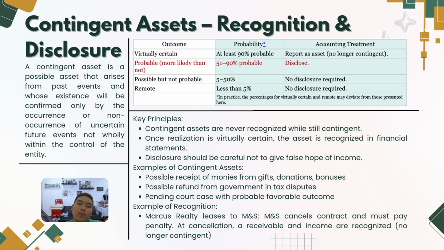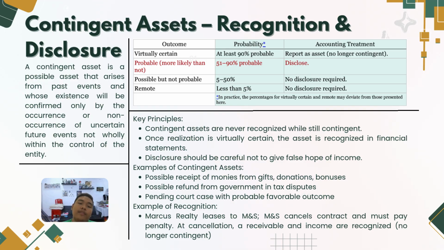Its existence will be confirmed only by an uncertain future event, not fully controlled by the company. The accounting treatment depends on the probability. If the asset is virtually certain, at least 90% probable, we report it as an asset. It is no longer a contingent asset. If it's probable, more likely than not, between 51 and 90%, we only disclose it.